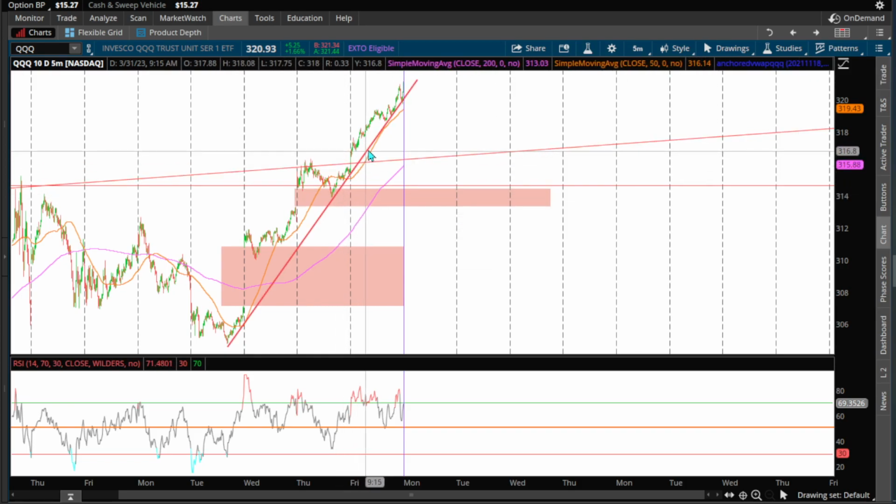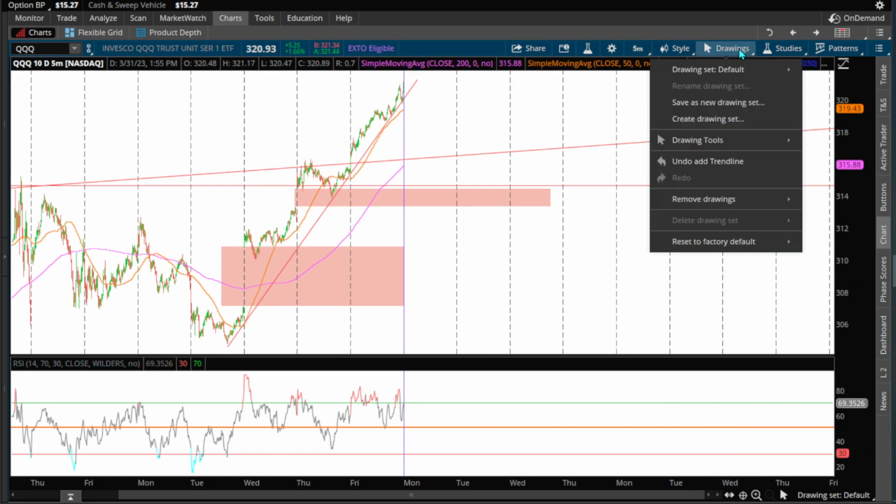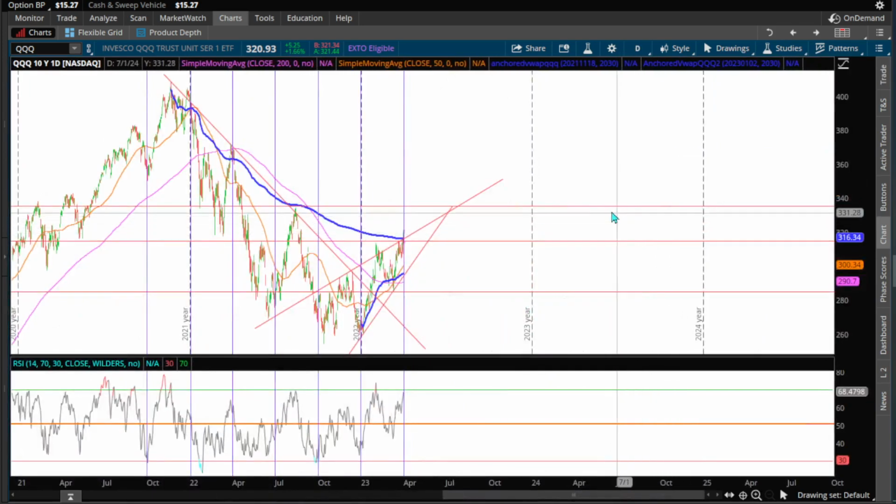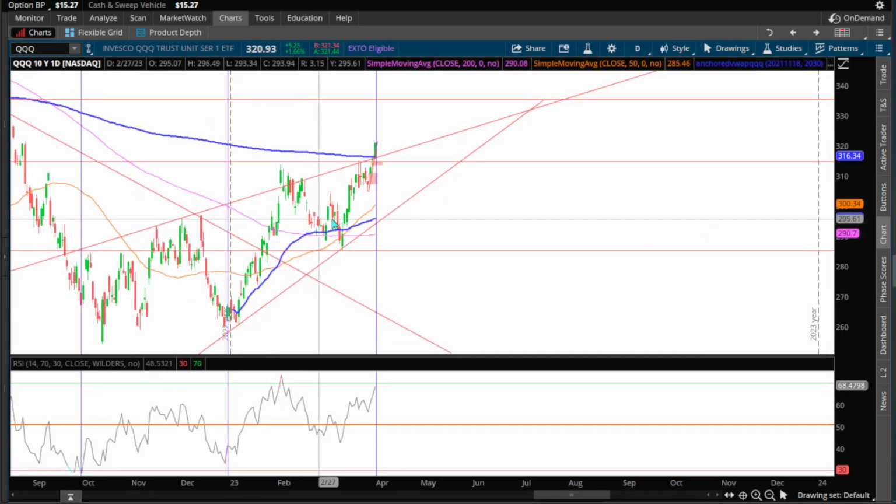So here's the concern. We have this pretty steep trend line right here. What happens if we break this? If we do break this trend line, maybe we can retest the top of that resistance trend line right here. Or maybe we break below this and then we fill this gap and then later we fill this gap. There's a lot of different scenarios that could happen. So let me just zoom out a little bit again. Let's go back to that 10-year 1 day and zoom in on this price action right here.